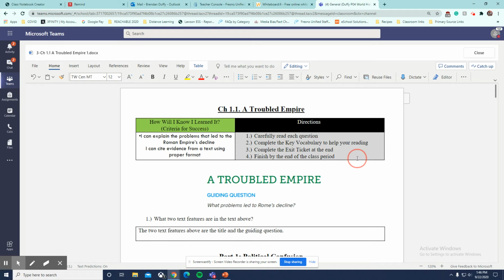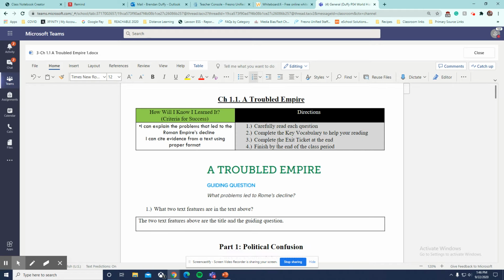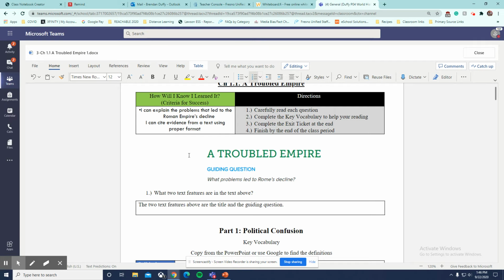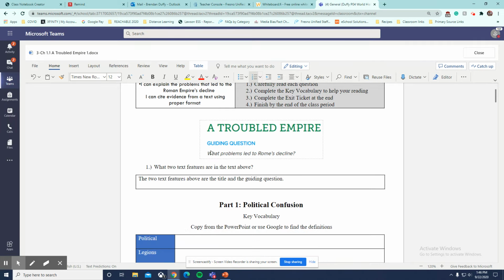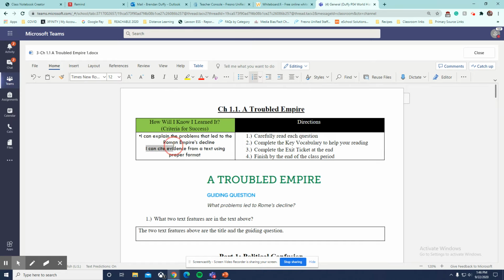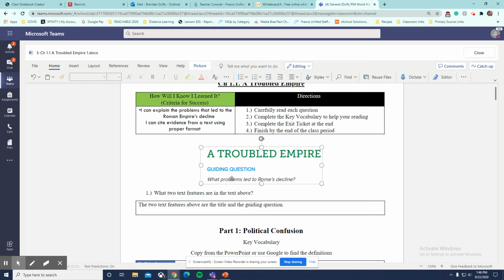Make sure to read these directions. Please, please, please read those directions. And I'm going to go ahead and get started just because I want to make sure I have time to explain everything. So the main goal, as you guys can see here, is to cite evidence in this assignment. Okay. And now the first thing, so this is the title of the section, see Chapter 1.1, A Troubled Empire.